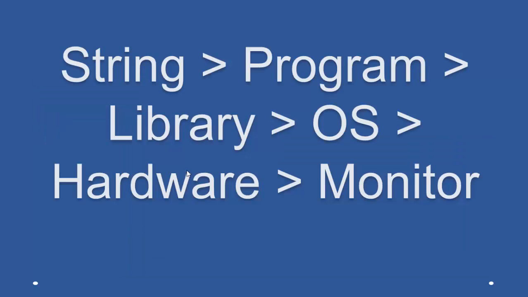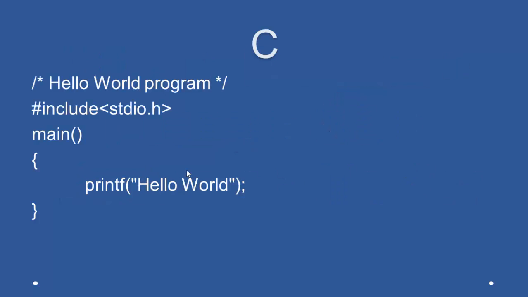So what happens is you basically take your string in your program. You send it to your library, your Java virtual machine, or the CLR. That sends it to the OS, and then the OS sends it to the hardware, and that's out to your monitor. So let's take a look at the source code for printf.